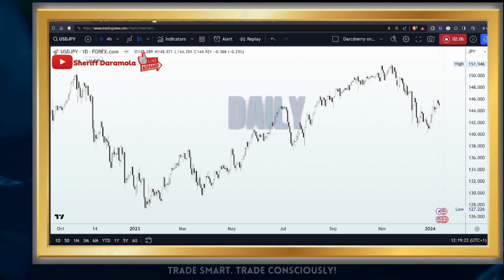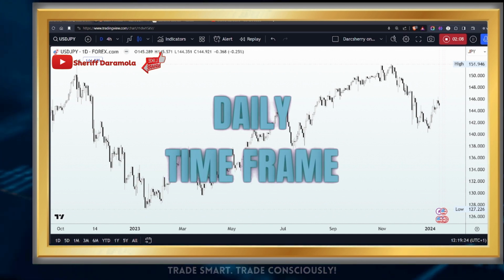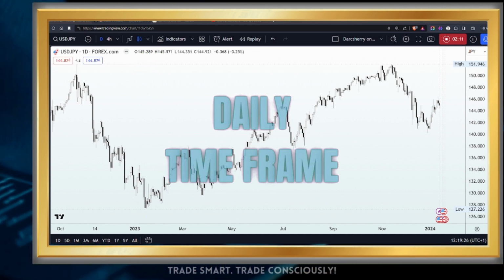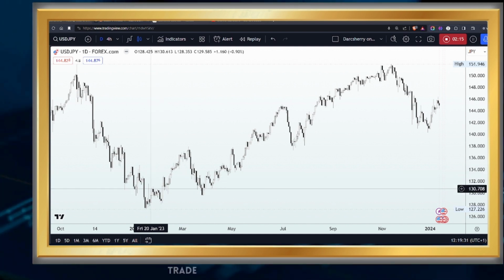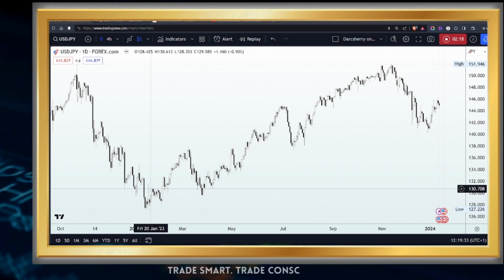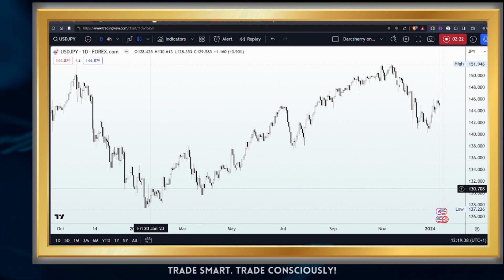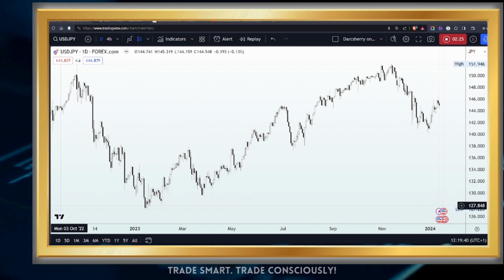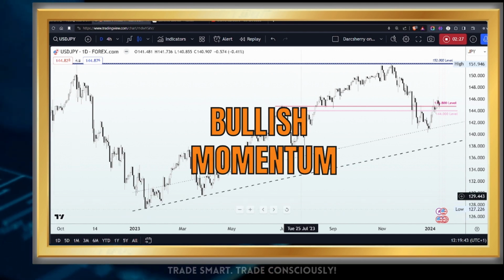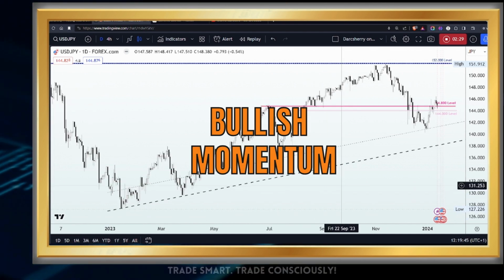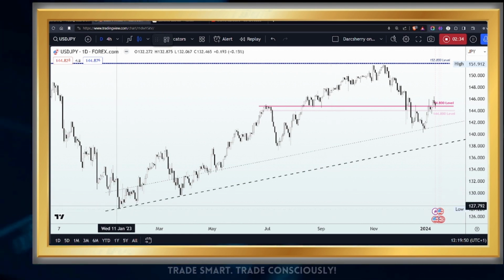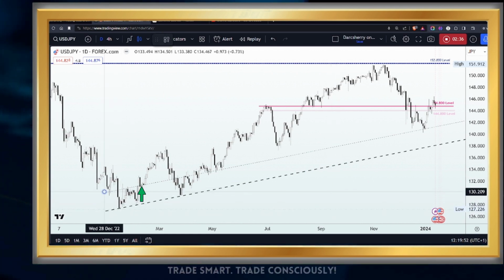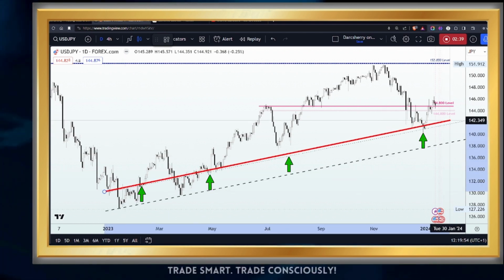So our analysis for this week is going to begin on the daily time frame, and in fact what I did on the daily time frame was to take into consideration the nature of price action since the beginning of last year, 2023, and it is quite obvious that price action has been on a strong bullish momentum. And as a result of this observation, I was able to connect a series of higher lows here, giving me a beautiful ascending trend line.